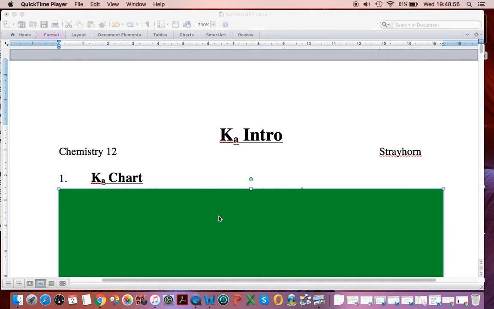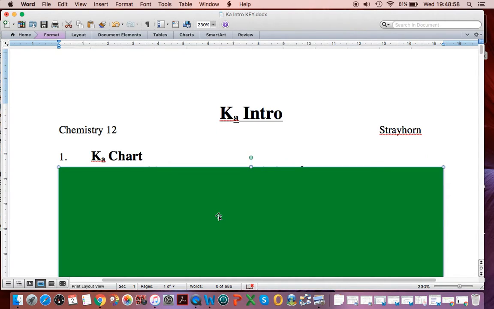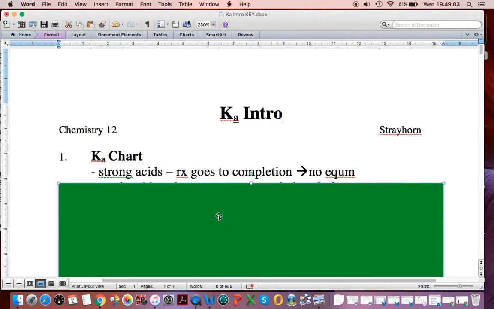We've already seen Kw, and ultimately we're going to see Kb. You have a K chart which lists the acids according to their strength. At the top 6 are shaded, and those are the strong acids, and that means their reactions go to completion. We have an arrow going to the right, and they completely ionize.